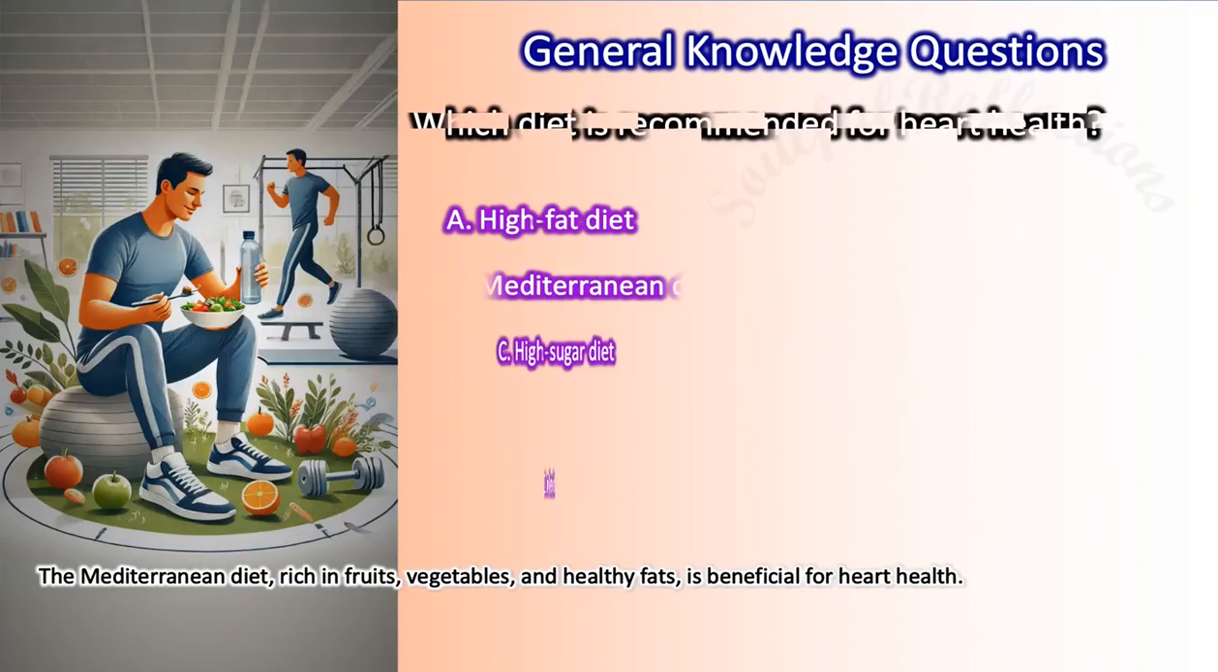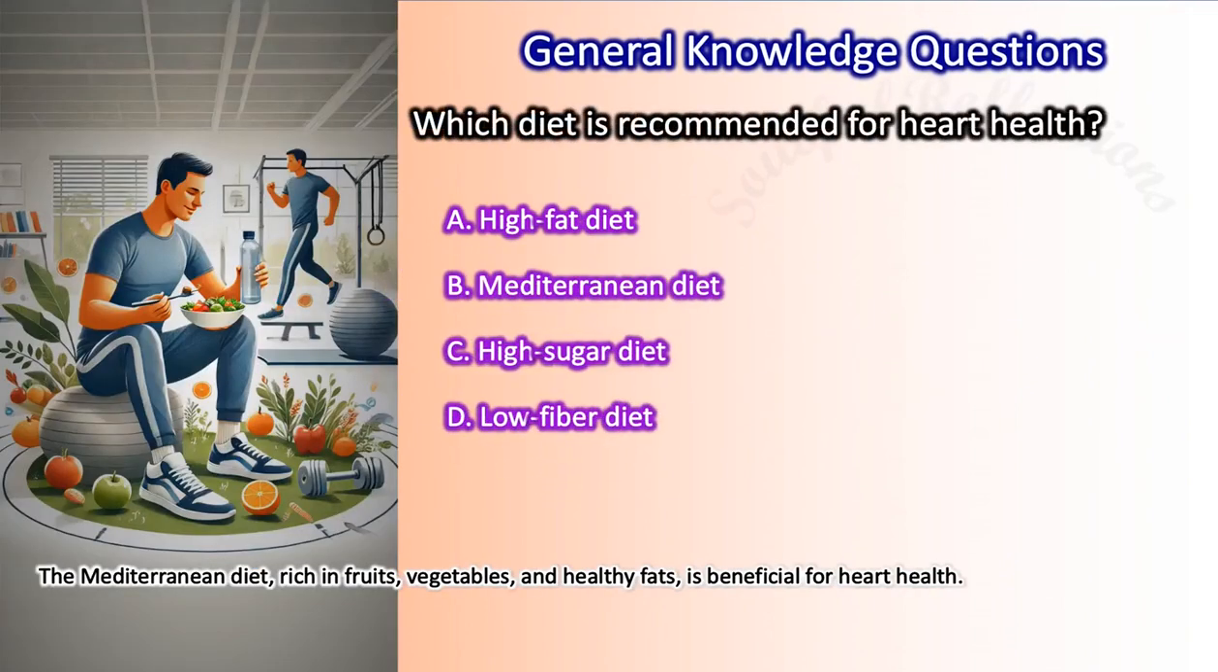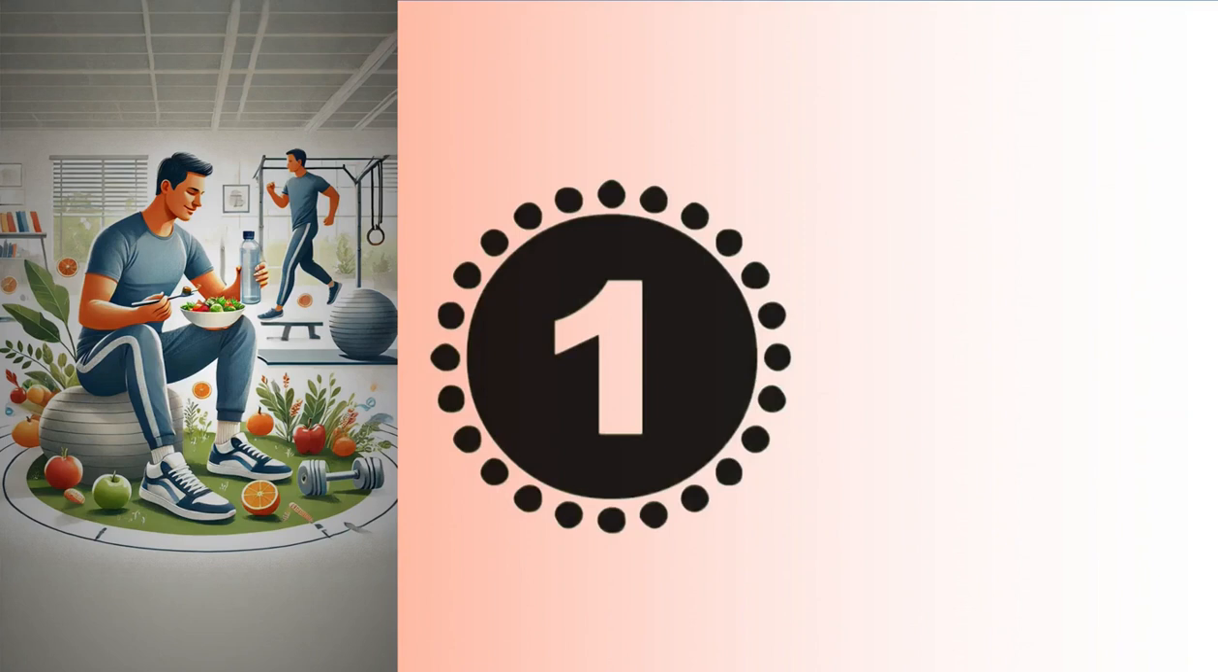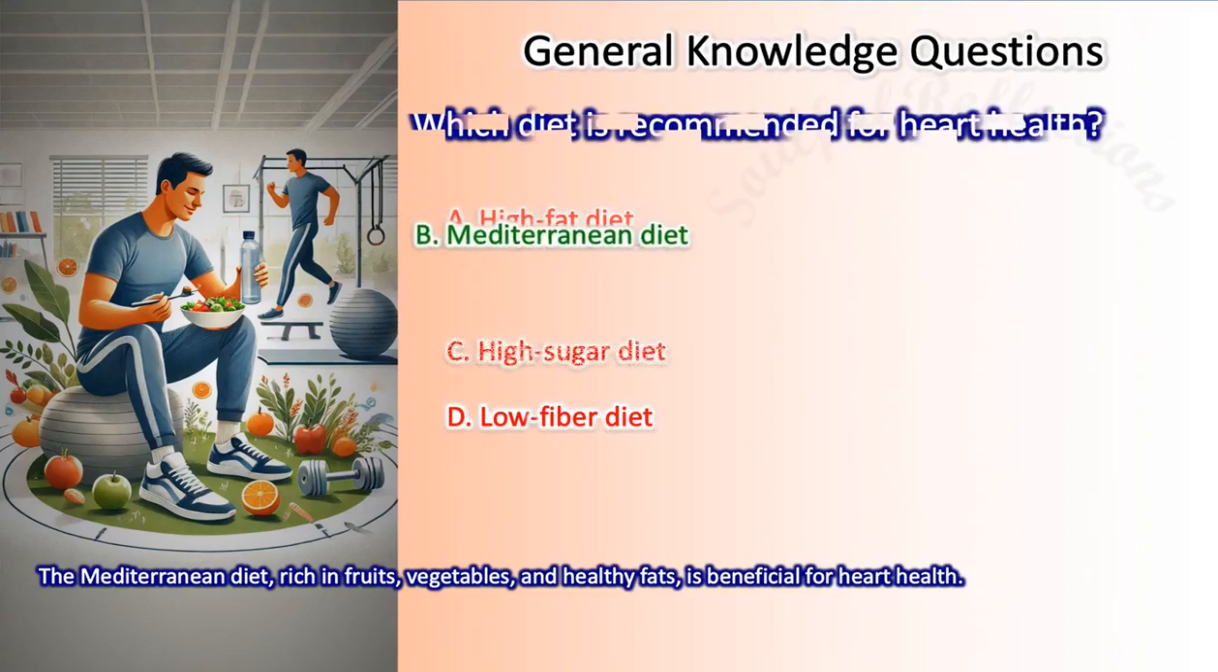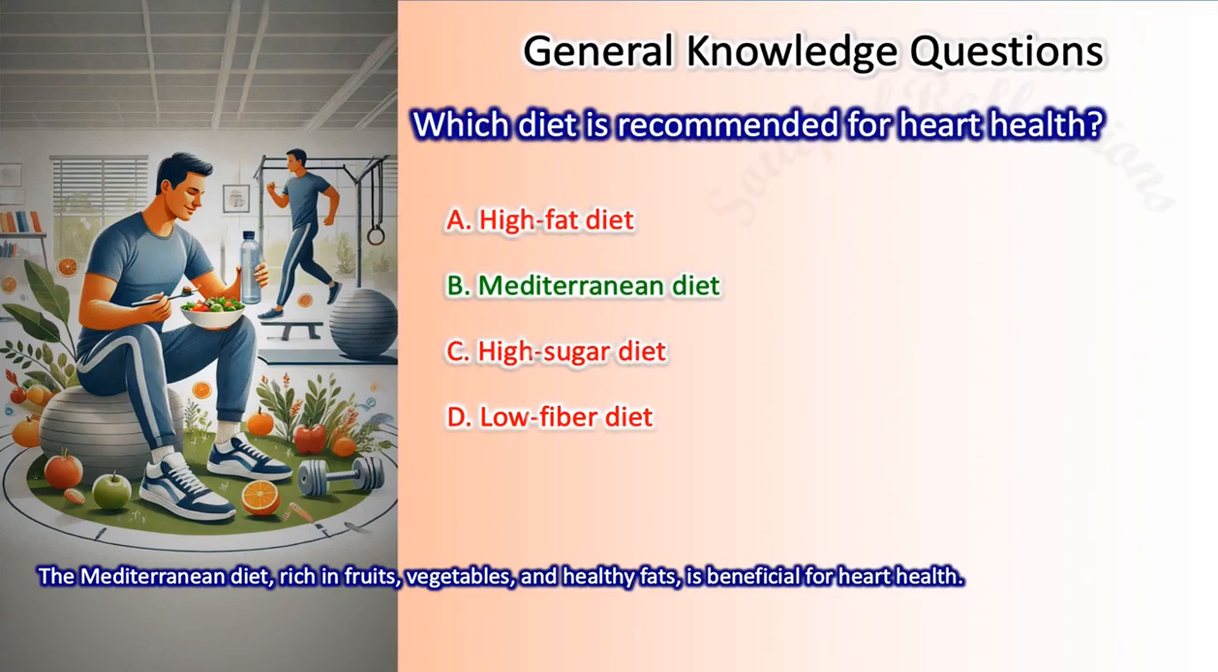Which diet is recommended for heart health? Option 1, high-fat diet. Option 2, Mediterranean diet. Option 3, high-sugar diet. Option 4, low-fiber diet. The answer is, option 2, Mediterranean diet.